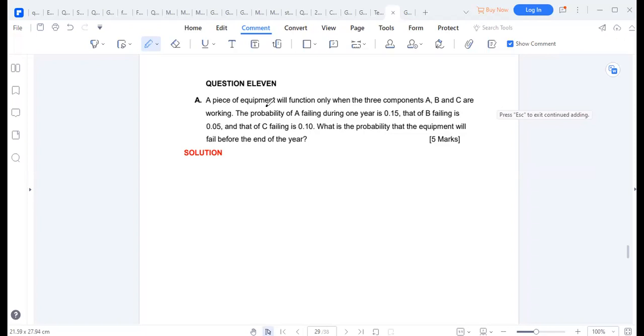So a piece of equipment will only function when all the 3 are working. We are told that the probability of A failing in 1 year is 0.15. So probability of A failing is 0.15. So meaning probability of A working will be what? The complement of A. So A will work at 85%.